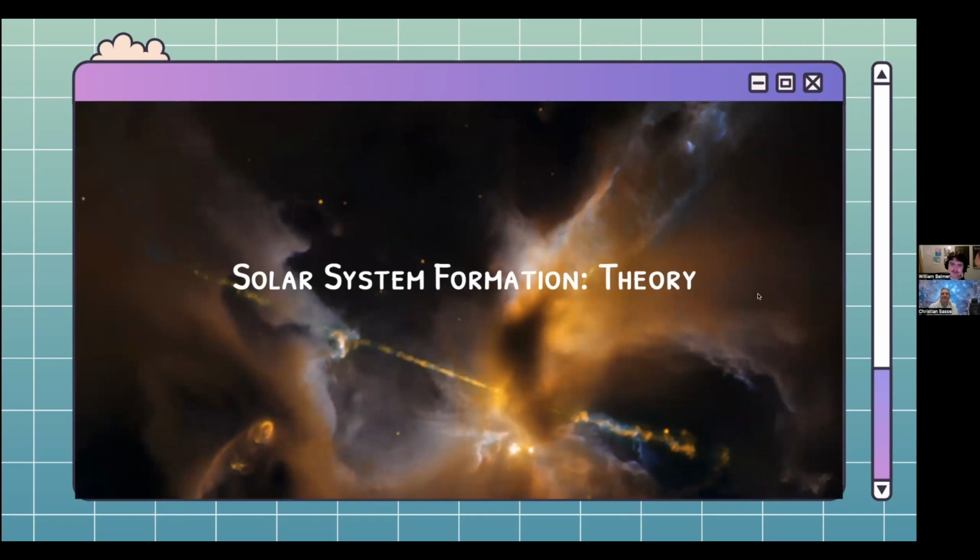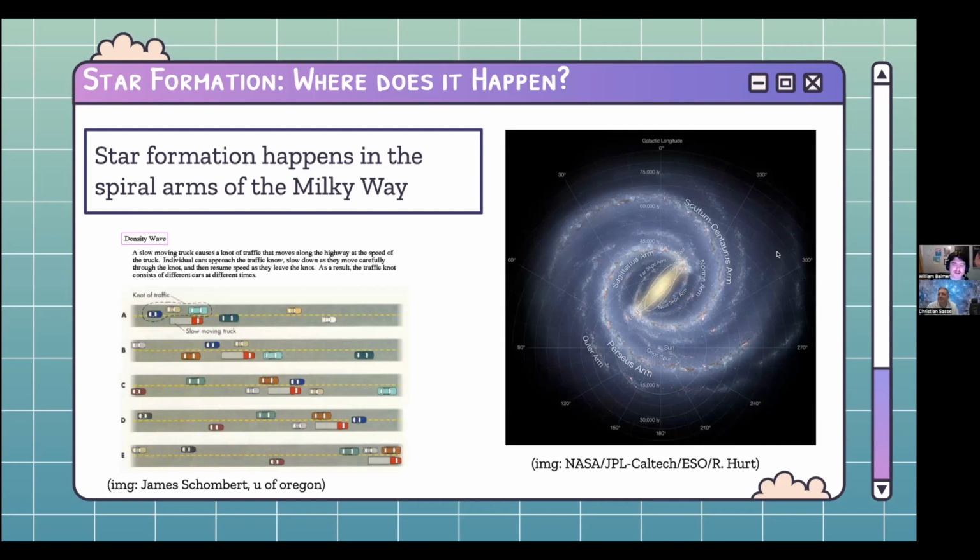So let's get into the theory of solar system formation. First off, where does solar system formation happen? Star formation happens in these dense spiral arms of the Milky Way. And I like to think back to this traffic diagram to understand why this is.